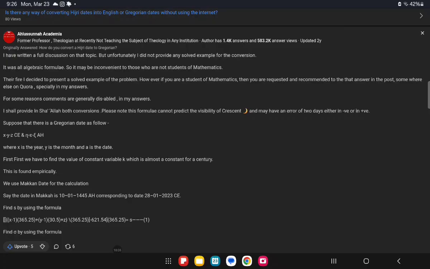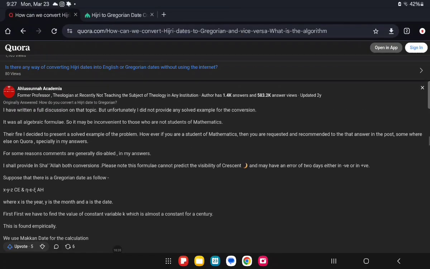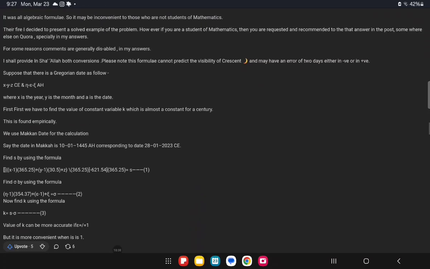The date is 10/01/1445 AH, corresponding to 28/01/2023 CE. So it seems that this author for the Gregorian format has gone with day then month. But I don't know if they're also doing that with the Hijri calendar, so I can't tell whether this is the 10th of Muharram or the 1st of Shawwal. I'll just try both on Islamic Finder.